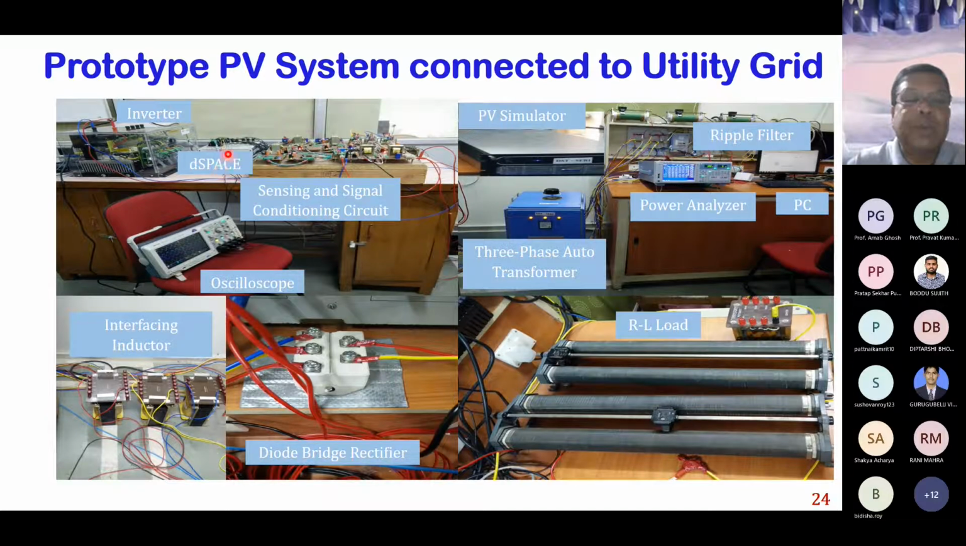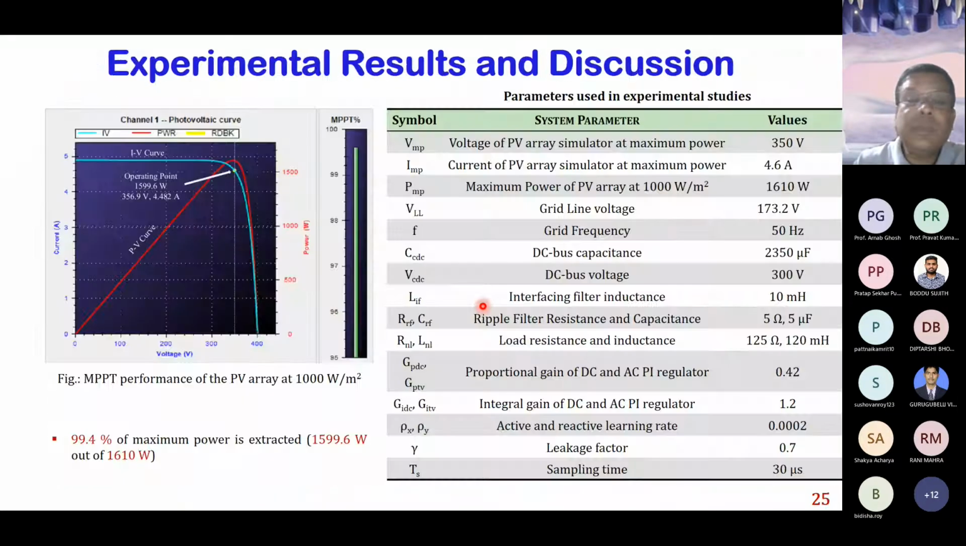We have the micro lab box, and these are the data acquisition circuit, the PV emulator, and the ripple filter. This is the power system analyzer, and we have a PC connected to this dSPACE, and we have the RL load and the diode bridge rectifier. We have the DSO to measure this, and this three-phase auto transformer connected to the grid.